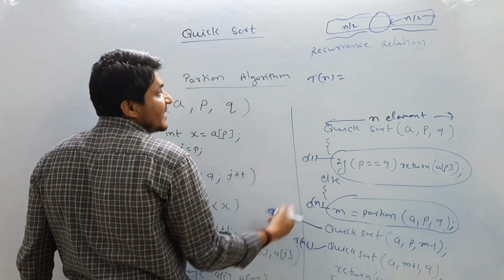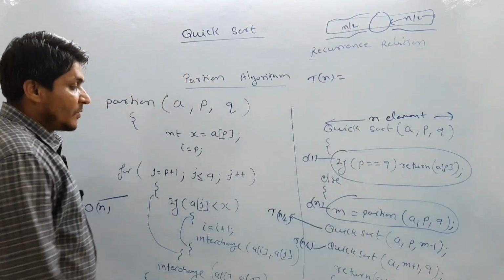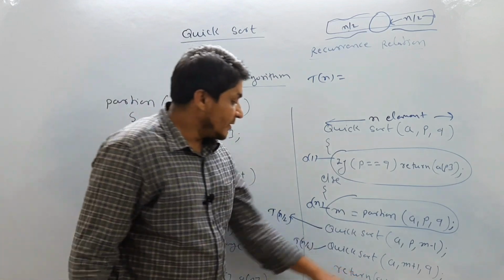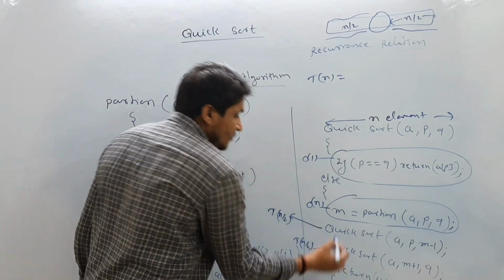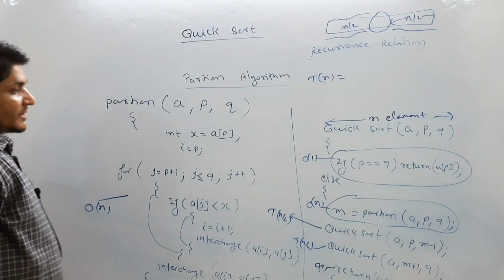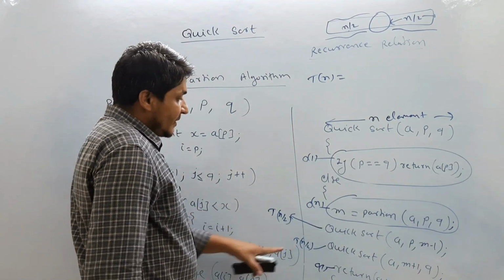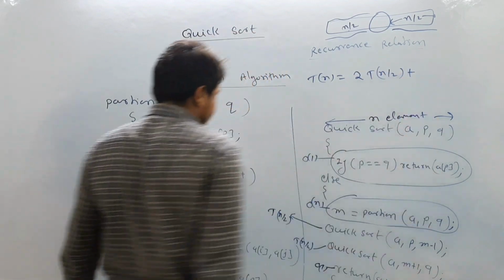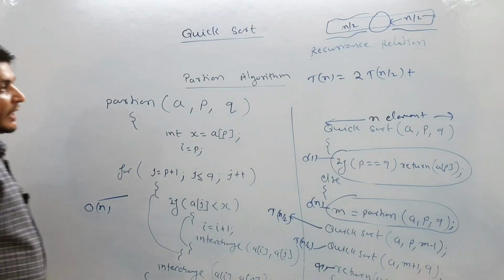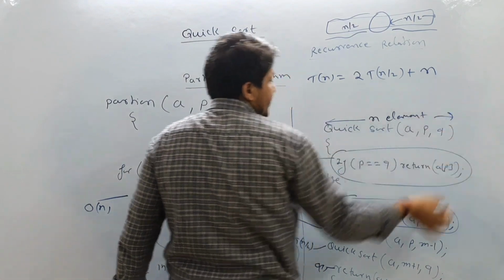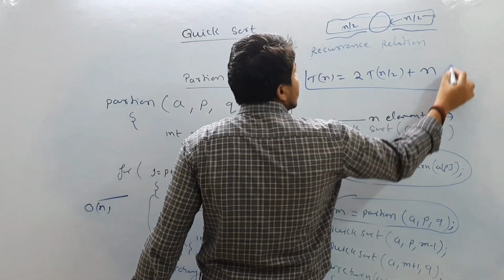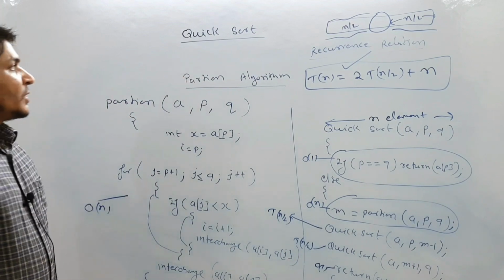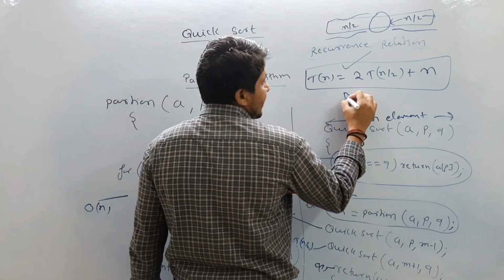Once we solve the left-hand side problem, we are going to solve the right-hand side problem also. Then we are returning simply one sorted array. Returning takes order of one time. So what is that recurrence relation? T(n/2) plus T(n/2) is 2T(n/2), plus partition is also taking n, plus a constant, which will not affect the recurrence relation. So this is the recurrence relation for quicksort in the best case.